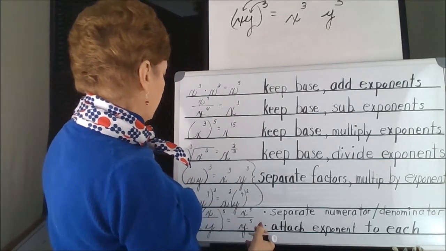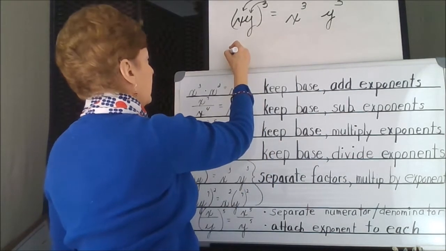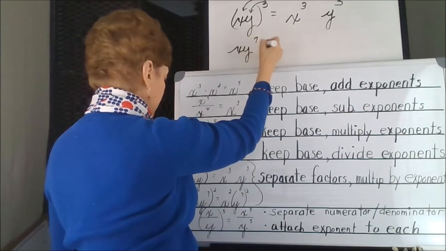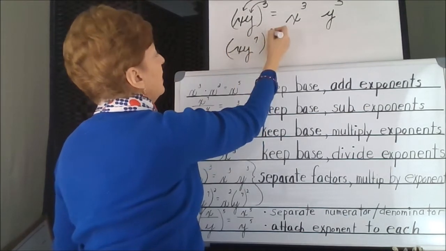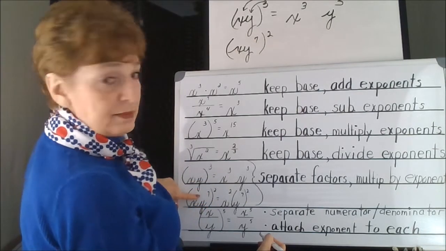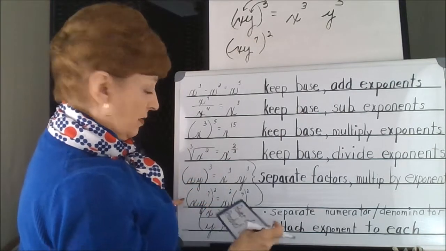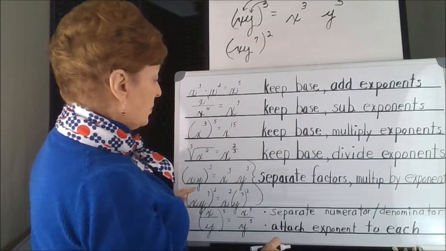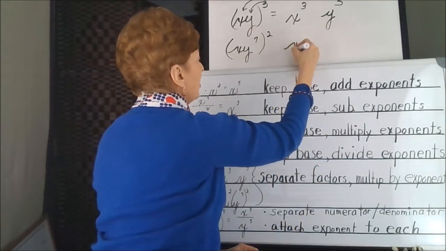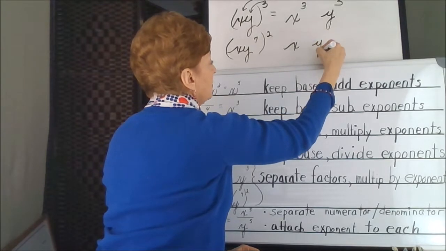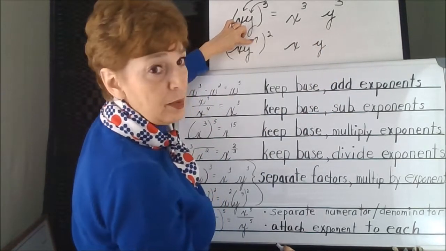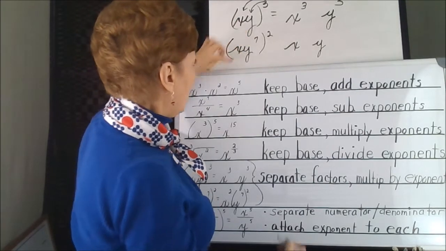If the example was a little bit more complicated, here's x y to the 7th, and then I had a squared on that. This one right here. In this case, we're still going to separate our factors. So the x comes out and the y comes out. The y actually has, to the 7th power, it's touching just the y.